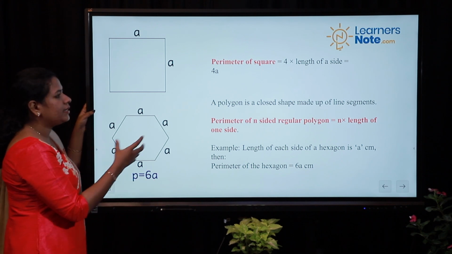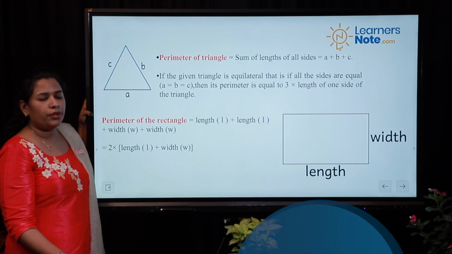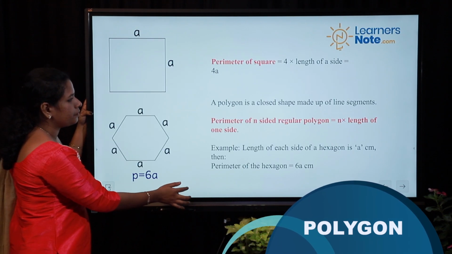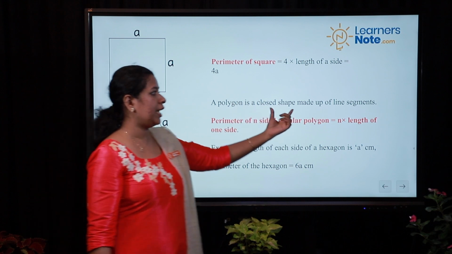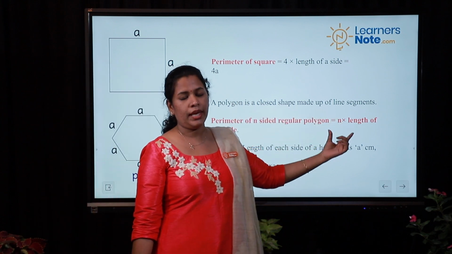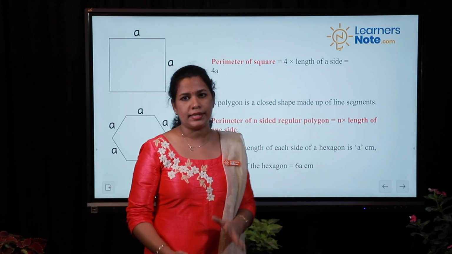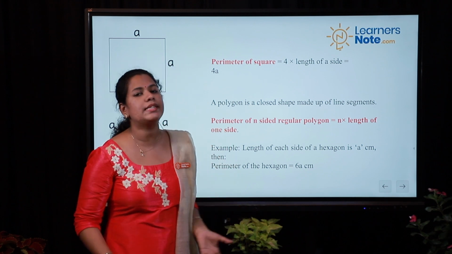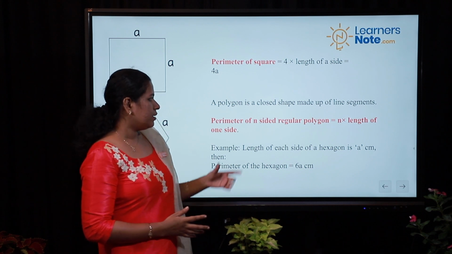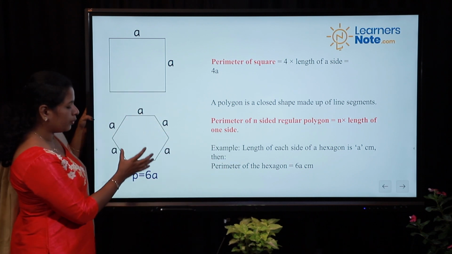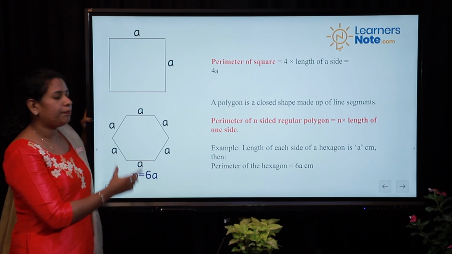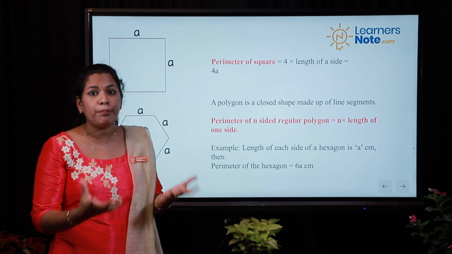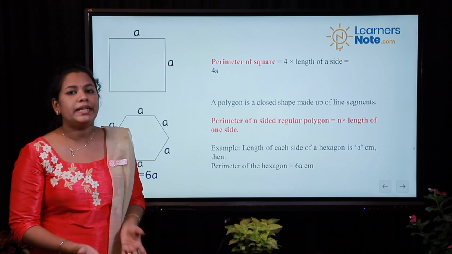Next, I am going to explain the polygon. You have already studied polygons. A polygon is a closed shape made up of line segments. Triangle, square, pentagon, hexagon, all these are examples of polygons. Here I am going to explain how to find the perimeter of an n-sided polygon, where n represents the number of sides the polygon has.